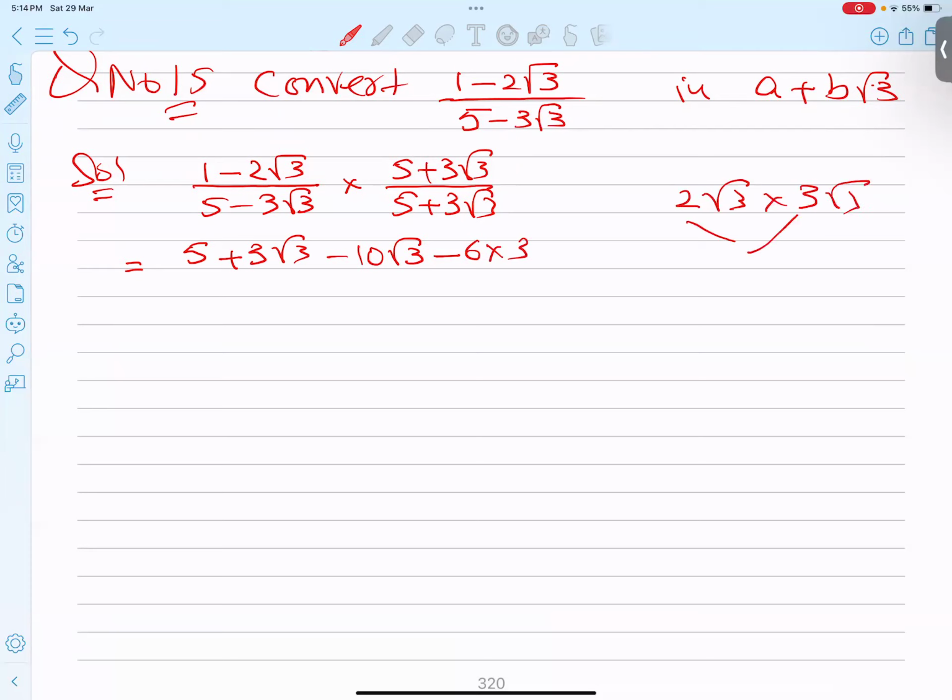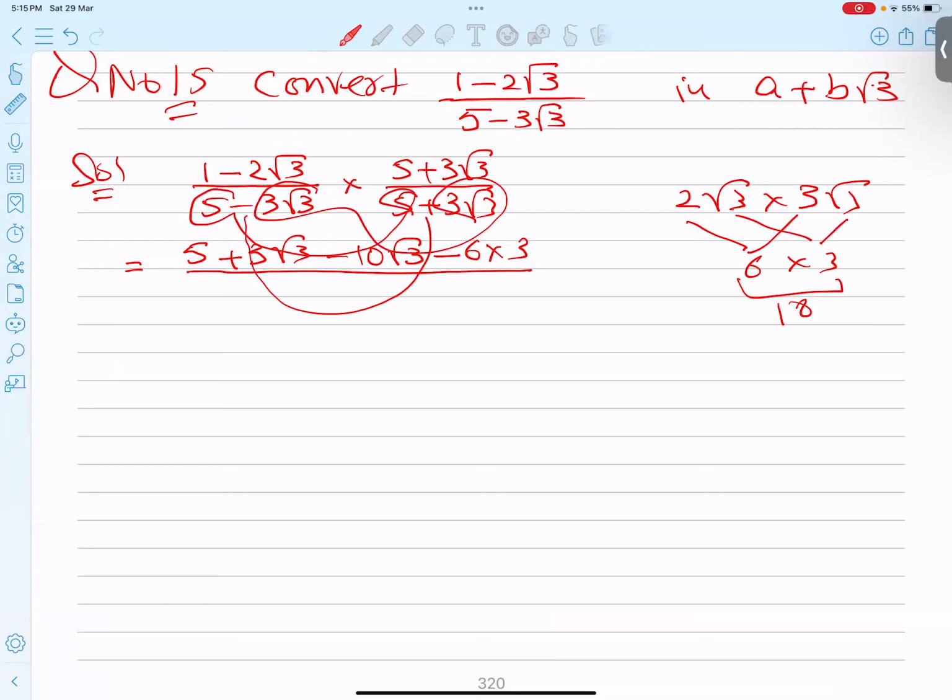So these two numbers multiply to 6, and these two numbers multiply to 3, and I got 18 later on. I think that's clear. Now the down part, the denominator, what to do? First term same, second term same, and the sign in the middle always opposite. So what I can say is square of the first term, square of the second term. 5 comes here, and 3 root 3 comes in the second bracket.